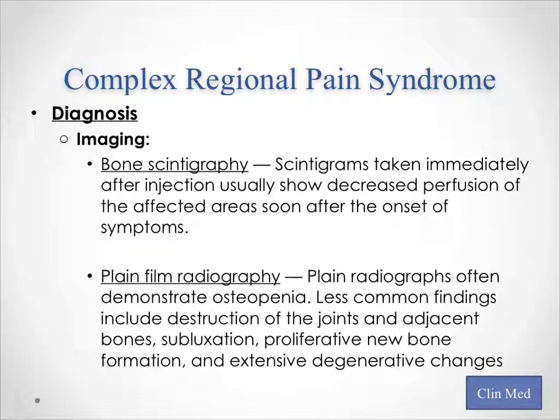Imaging studies are available to help aid you in the diagnosis. Bone scintigraphy is a nuclear test in which a patient presents while actively having symptoms. A radioisotope is injected and they're able to see a slow uptake in the bone, which demonstrates typically a decrease in perfusion to that area. Plain radiographic films can be obtained. This typically shows osteopenia or bone demineralization. However, it can sometimes show actual destruction of the joints and adjacent tissue.